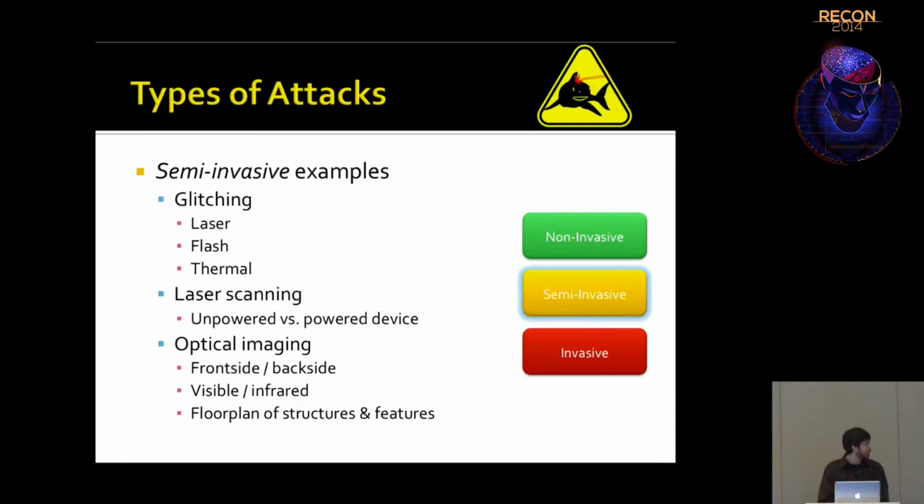And then finally, there's the good old optical imaging. So you've got front side or back side, and you've got visible, which is just your regular objectives on a microscope, or infrared imaging, where you can come through the back side and get a layout and floor plan from there as well.